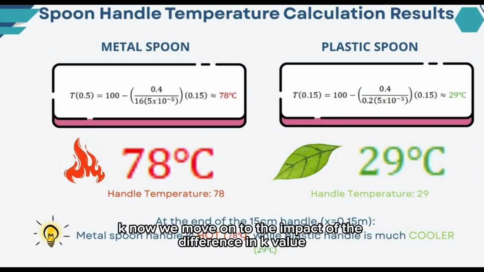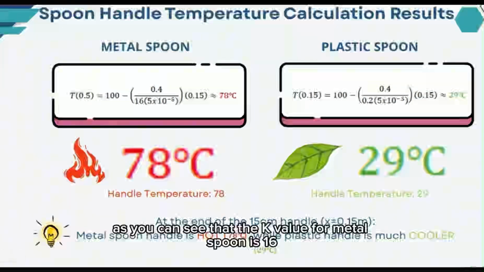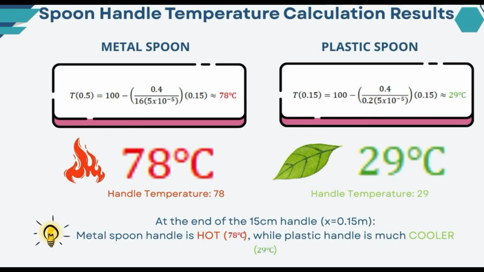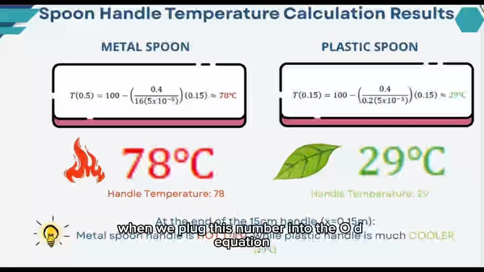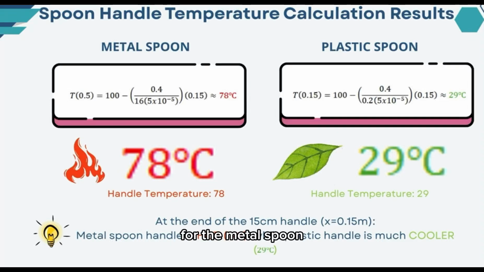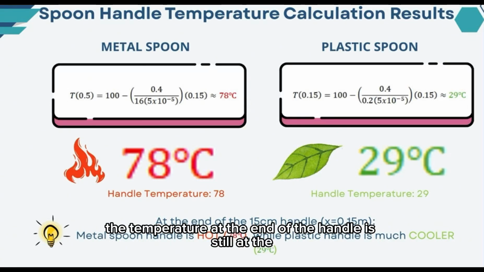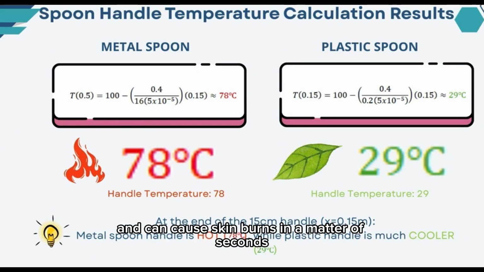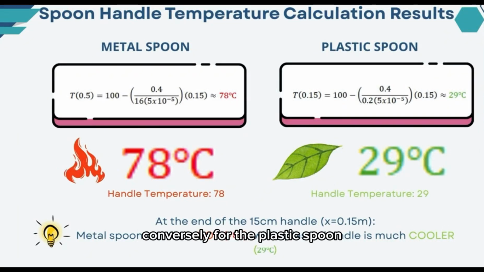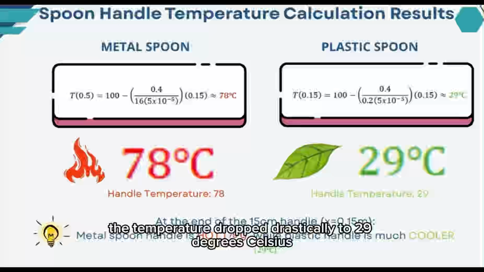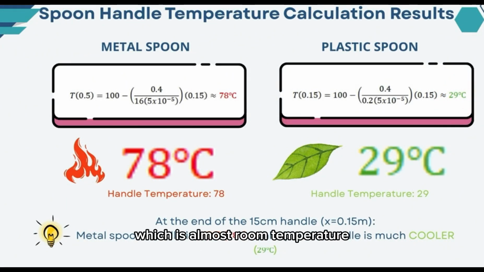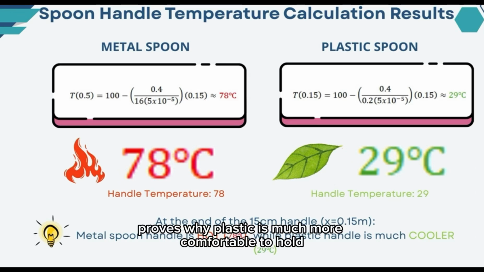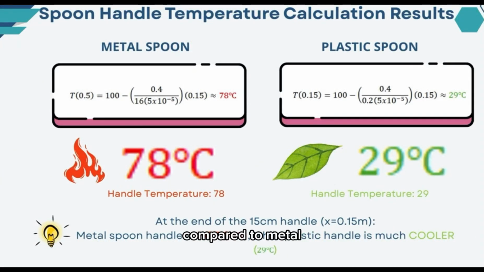Okay, now we move on to the impact of the difference in K value. As you can see, the K value for the metal spoon is 16, while the plastic spoon is 0.2. When we plug these numbers into the ODE equation we just solved, look at the result. For the metal spoon, the temperature at the end of the handle is still 78 degrees Celsius, which is a very hot temperature and can cause skin burns in a matter of seconds. Conversely, for the plastic spoon, the temperature dropped drastically to 29 degrees Celsius, which is almost room temperature. This scientifically proves why plastic is much more comfortable to hold compared to metal.